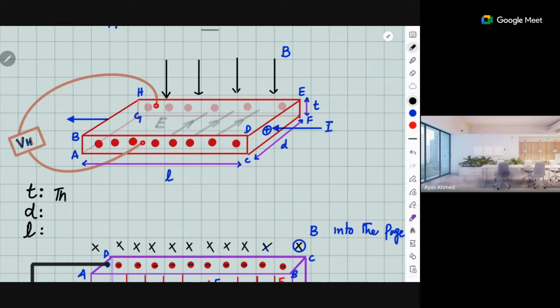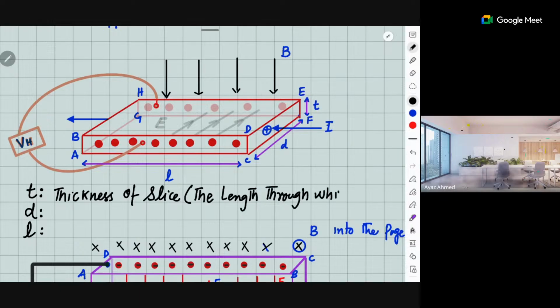What is t? Thickness of the slice. Thickness of the slice means the length through which the magnetic field passes, or you can simply say that it is the length parallel to the magnetic field. So can I simply say that t is parallel to the magnetic field? Isn't it quite easy? Any side parallel to the magnetic field, that is t.